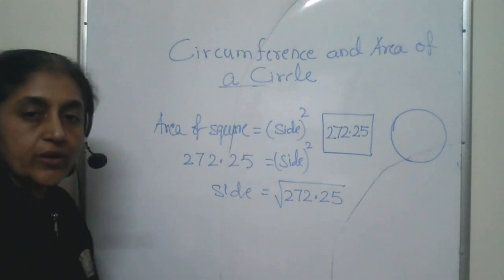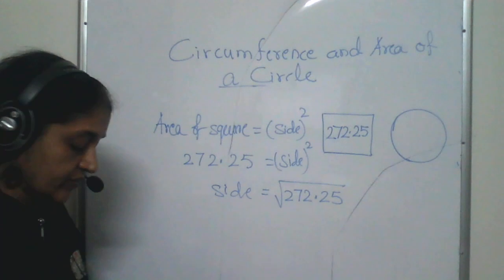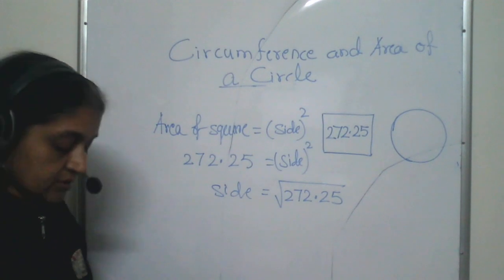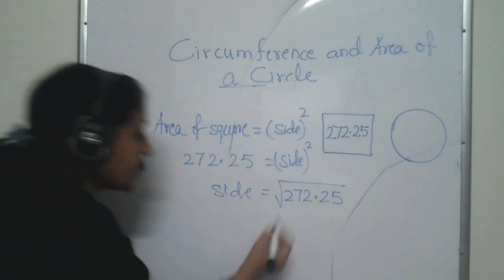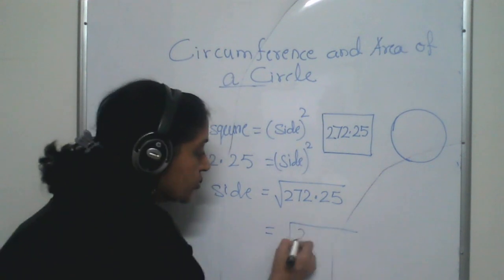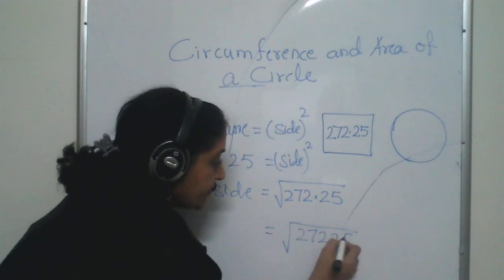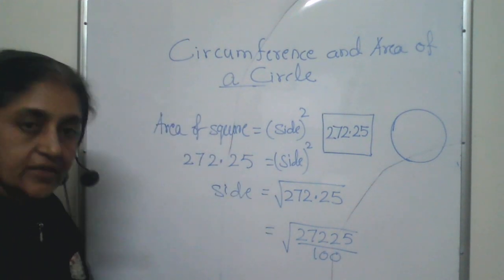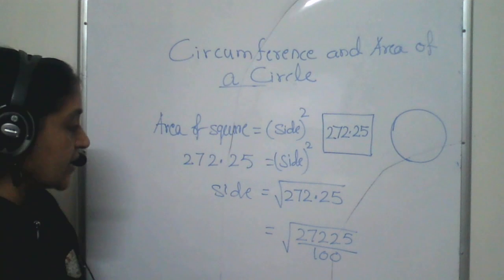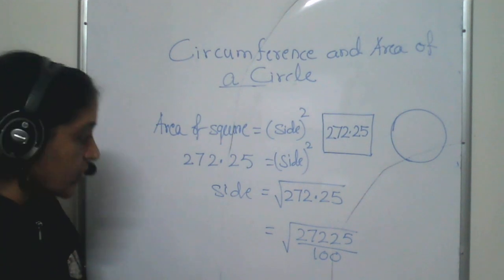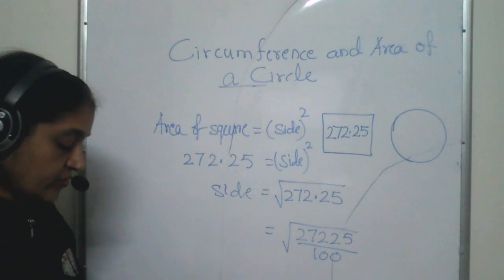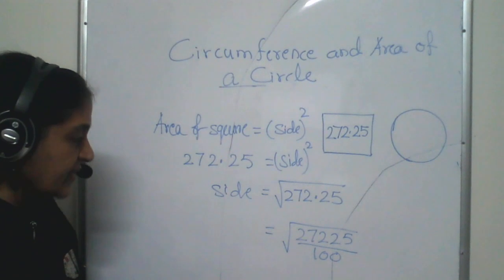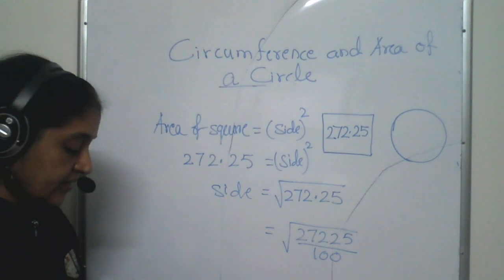So what method are you going to use when it is the square root of a decimal number? You can use any one of them. Like this can be converted into 27225 upon 100. Why did I say that? 100 is also a perfect square. You can use it and write it. Now what about the square root of 27225? You need to understand that you should use the prime factorization method, which is very well known to you.